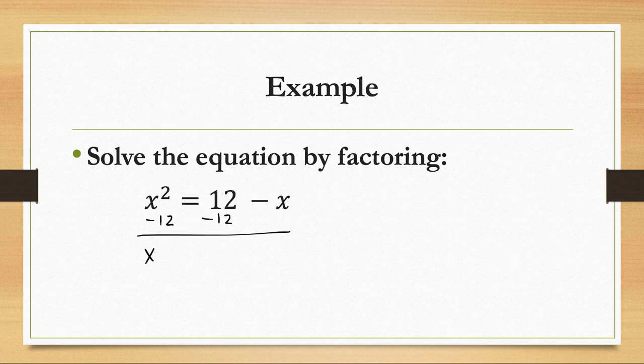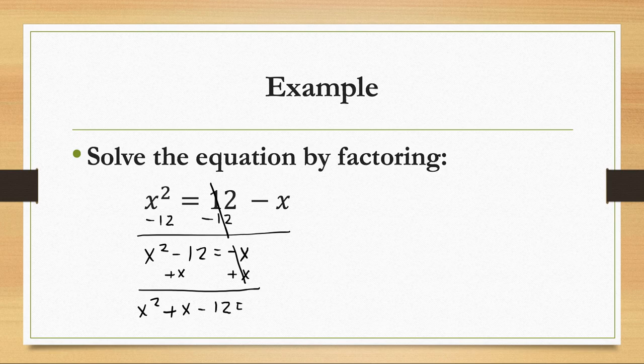So that's going to give me x squared minus 12 on the left and a negative x on the right. And then I'm going to add x to both sides. And so that gives me, and I'm going to put things in order, x squared plus x minus 12 is equal to 0. So now that everything is on one side of the equation, I'm going to go ahead and work on factoring it.